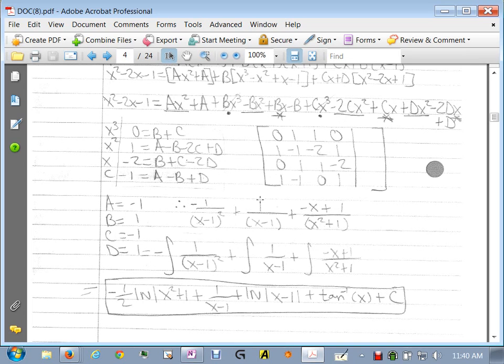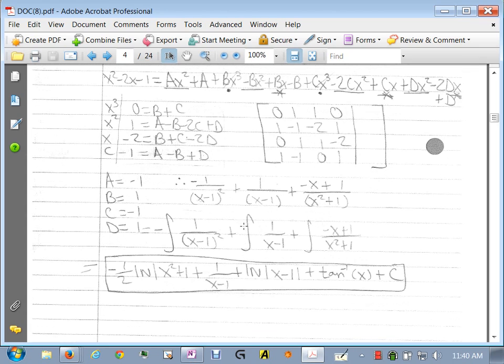Plug them back into the problem, and it's simple integration of 1 over (x minus 1) squared, and then 1 over (x minus 1) gives your ln x. Then this, minus x plus 1, I actually broke up into 2 different integrals: minus x over x squared plus 1, and 1 over x squared plus 1. You'll realize that 1 over x squared plus 1 is just tan inverse of x, and x over x squared plus 1, with basic substitution, will give you 1/2 ln of x squared plus 1.